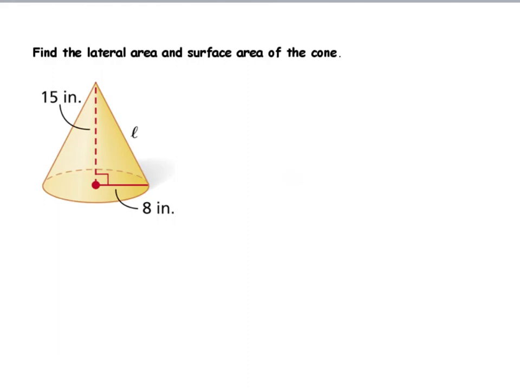Since cones are pretty much straightforward, what I'm going to have you do here is find the lateral area, and I'm going to remind you that it was pi rl, and then I'm going to have you find the surface area, and that was pi rl plus pi r squared. I'm going to have you do that on your own. You're going to pause the video here, and then when you're all set and ready, you're going to start it up again, and we'll go ahead and check our answers together.